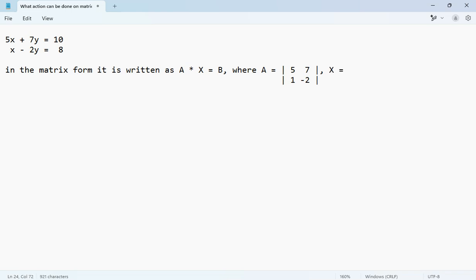Matrix X is the matrix which contains only two arguments. It is X and Y. So this is the matrix of unknowns, right? And the next part is B, the matrix which contains the right part, so here we'll be having 10, and here we will have 8. So this is the right part matrix, which is only one column.